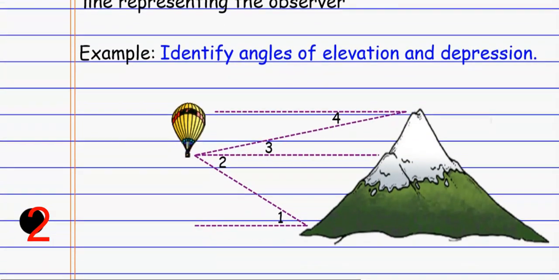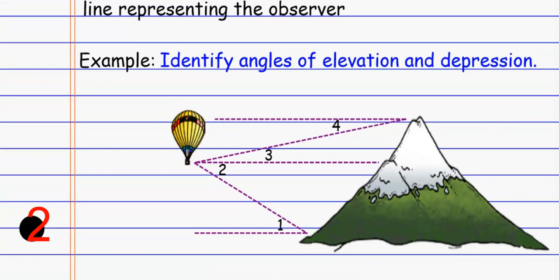For example, it says identify angles of elevation and depression. Again, you have to look at this compared to the horizontal line. When we look at this particular example, this could be from the perspective of a couple different people. Maybe we have a hiker at the top of the mountain at this point. Maybe we have a hiker down at base camp, who hasn't started their climb. And of course, we have some people in this hot air balloon.